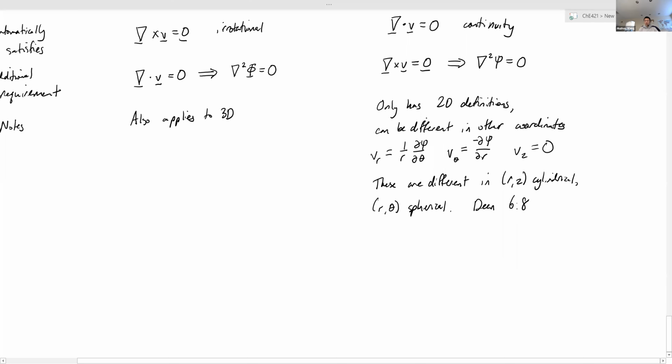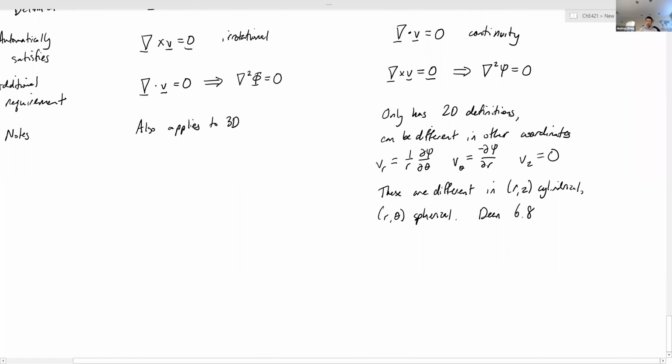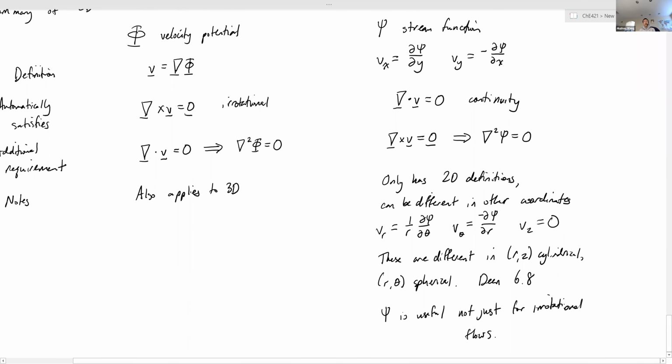Okay. The last note I'll mention also has to deal with the stream function. I'll say the stream function is also useful not just for irrotational flows. Right. So we're going to return to this a little bit later on in the future. Like when we start talking about boundary layer theory and stuff, it actually turns out that the stream function will be useful in those definitions.